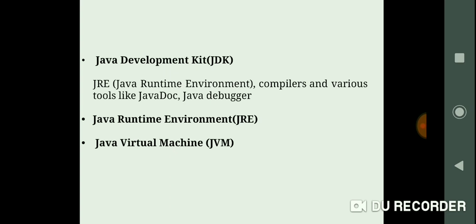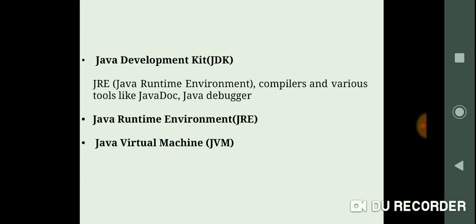Then what is JRE? That is Java Runtime Environment. You understood that it is a part of JDK. When JRE is installed on your system, you can run a Java program, but you cannot compile it. So JRE includes JVM, browser plugins, and applet support. Now last point is JVM.